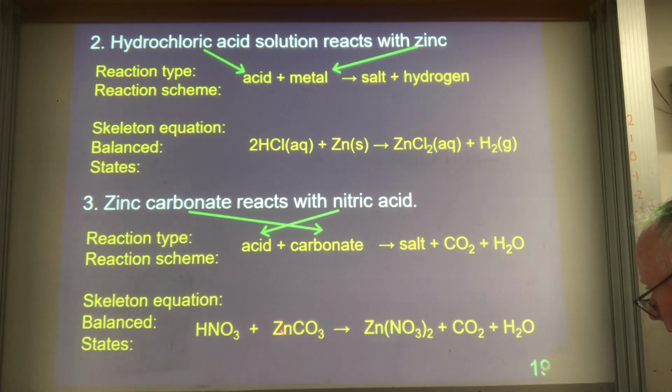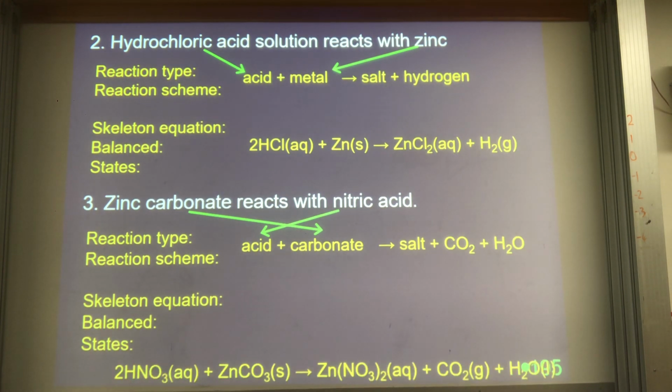Now this time, the salt is a good place to start. So the Zns are going to combine with the nitrates. Nitrate is 1 minus, that means we're going to need 2 of them to give us our zinc nitrate. Now, every carbonate ion needs 2 H pluses, and when you get the 2 H pluses with a carbonate, it very simply breaks down to CO2 plus H2O. Only thing we need to do to balance that, we've got 2 nitrates, we need 2 H pluses, therefore we need 2 nitric acids. And that's what we end up with.